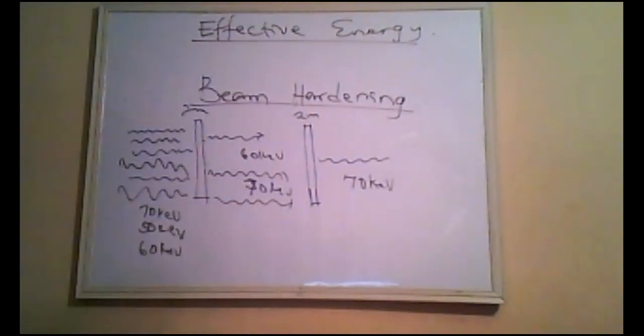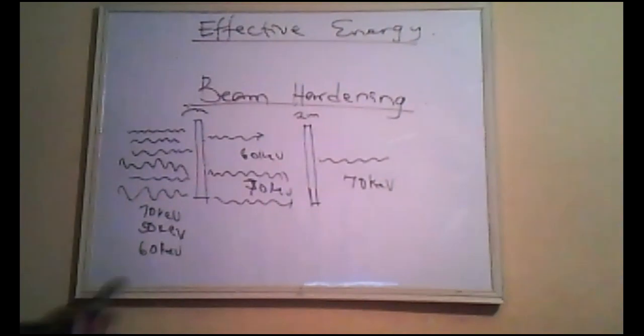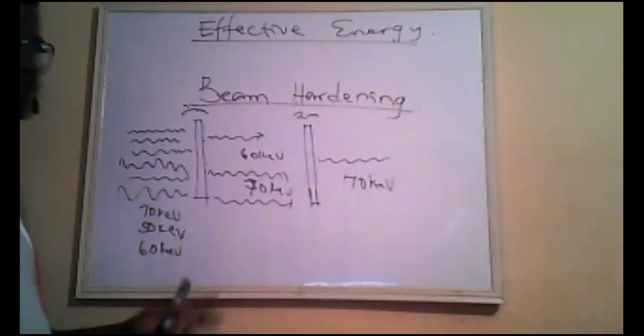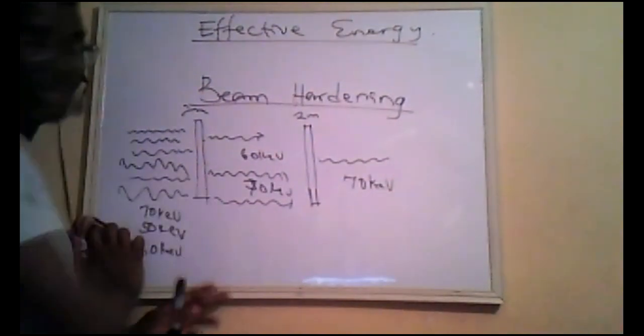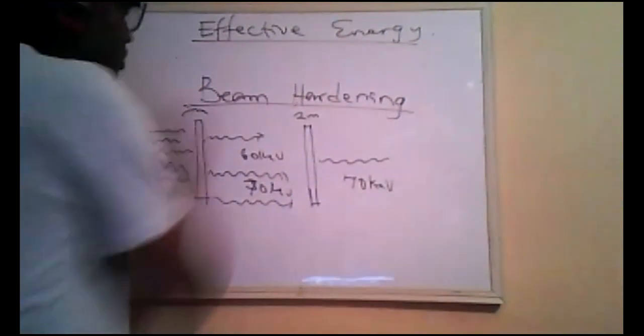So beam hardening is just the phenomenon that involves the effective energy of a beam becoming harder. When you have an attenuator that continues to remove the lower energetic X-rays, you now find that at the end of the day, the beam becomes harder. That's beam hardening for us.